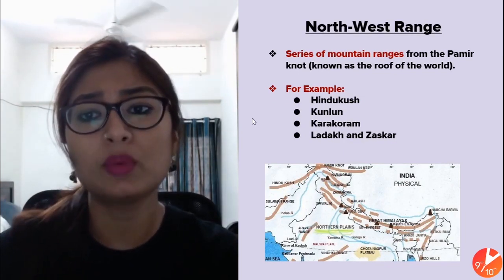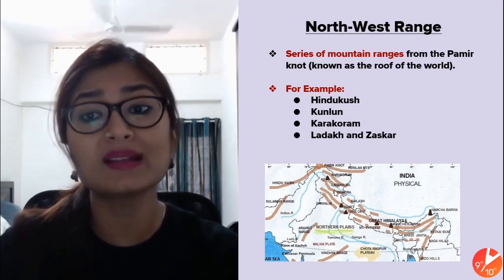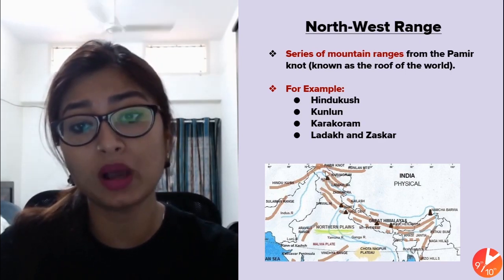It's a series of mountain ranges from the Pamir Knot, known as the roof of the world. You can see this is the Pamir Knot, right?